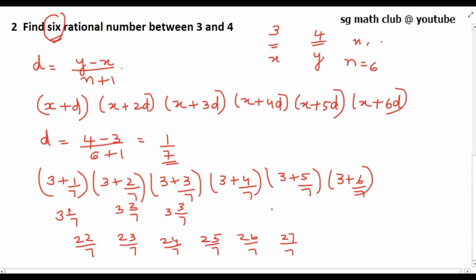So in this method, you can find any rational numbers, 100 rational numbers or 1000 rational numbers. By using this formula, you can easily find any rational numbers between two numbers. So the formula is y minus x divided by n plus 1, and you have to add it to the smallest number x: x plus d, x plus 2d, x plus 3d, x plus 4d, x plus 5d, x plus 6d. So the rational numbers between 3 and 4 are 22 by 7, 23 by 7, 24 by 7, 25 by 7, 26 by 7, and 27 by 7.